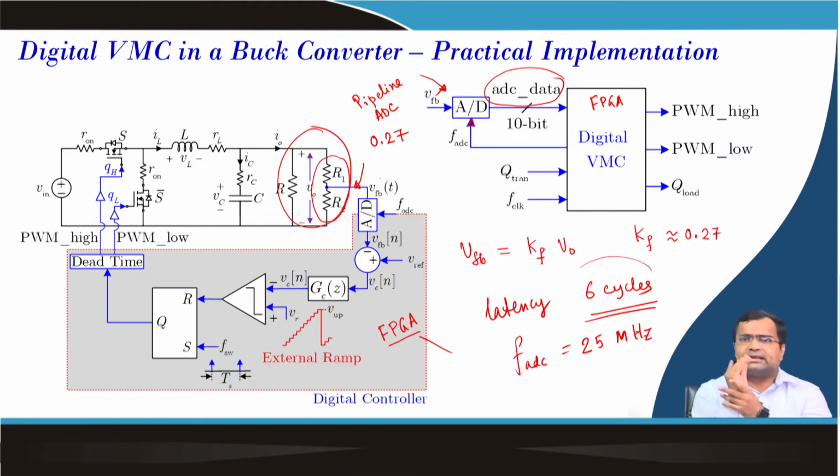But after these 6 cycles we may not want to continue the sampling of the ADC, because we do not need the output voltage continuously, we need it again only at the next sampling instant. For example, we have this switching frequency clock.